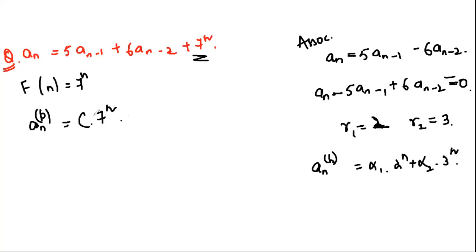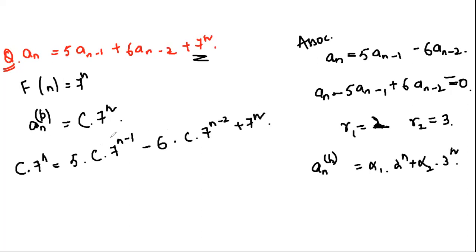Now to substitute this in our equation, instead of an, we will be substituting c into 7 power n. So let's just substitute it. So c into 7 power n, instead of an minus 1, c into 7 power n minus 1. So 5 into c into 7 power n minus 1. Here c into 7 power n minus 2. Okay. So c into 7 power n minus 2 plus 7 power n.